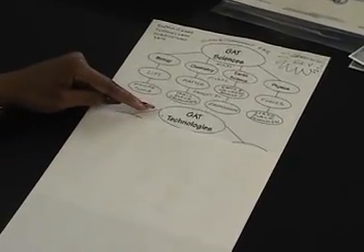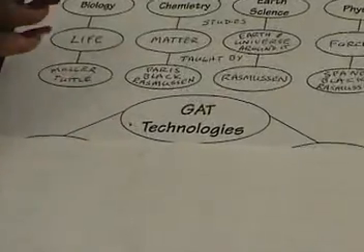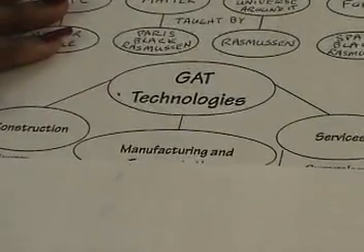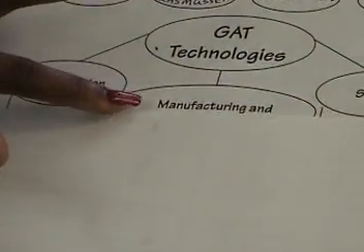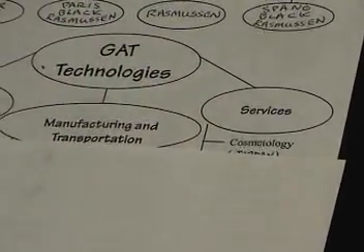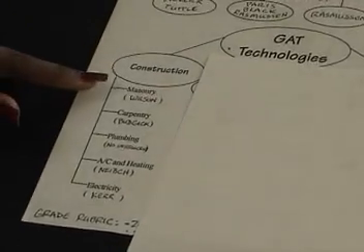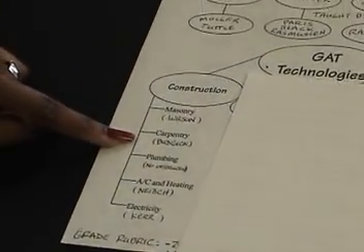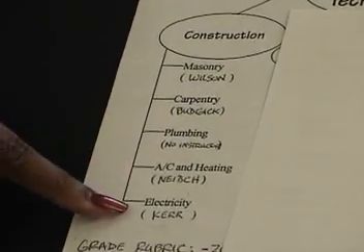The second half of the Science and Technology Fair are the Garrett Technologies. These clusters are construction, manufacturing and transportation, and services. In the construction cluster, there's masonry, carpentry, plumbing, air conditioning and heating, and electricity.